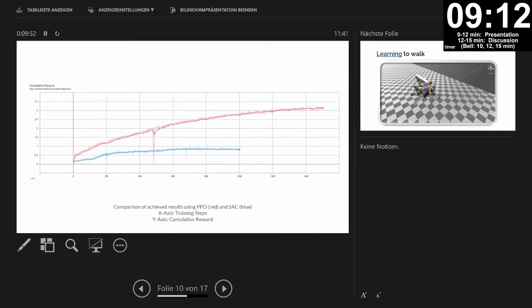And as you can see, what I said, soft actor critic did not maximize the cumulative reward anymore, while PPO was still maximizing after something like 40 million steps, and is then going into some saturation.